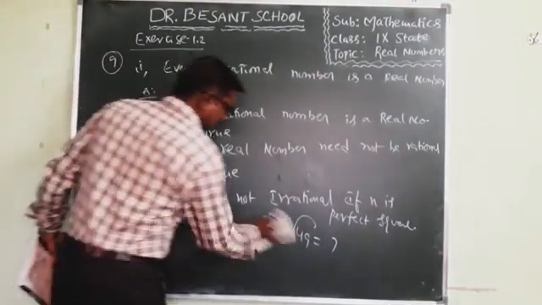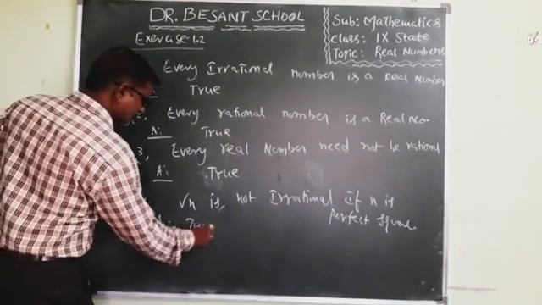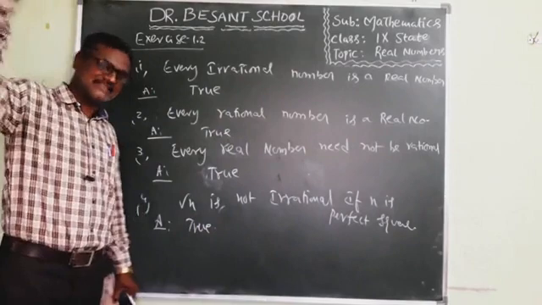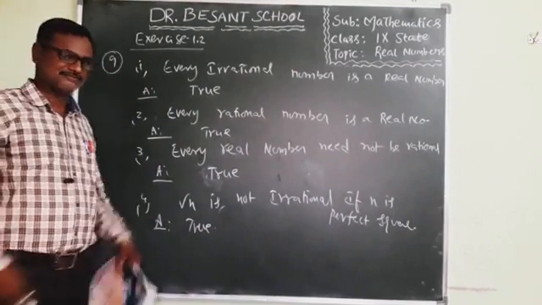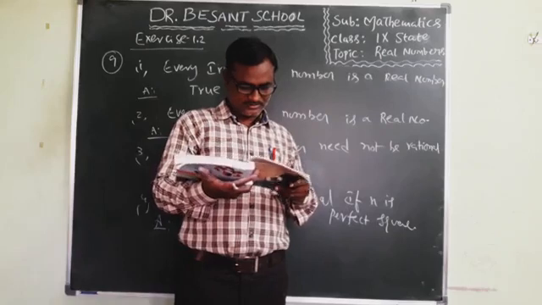That is a true statement. Therefore, this is a true statement. If n is a perfect square, root n is not irrational. It becomes rational. So it is a true statement. Okay, once verify, children.